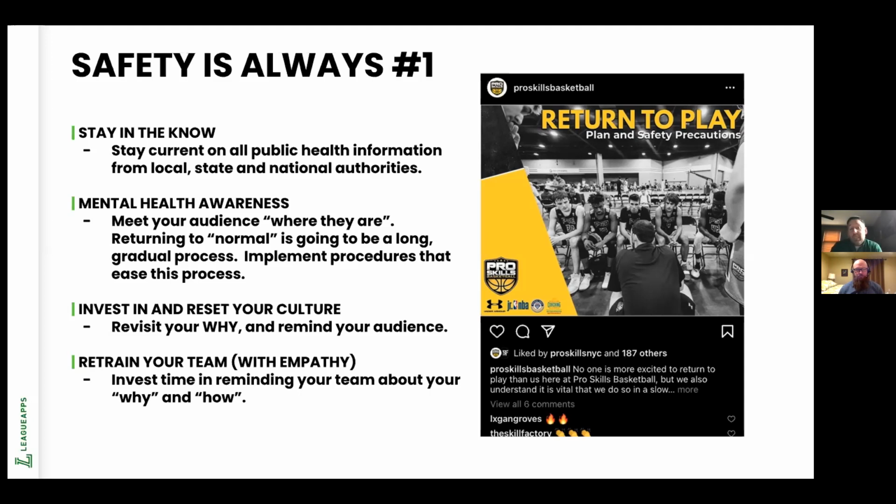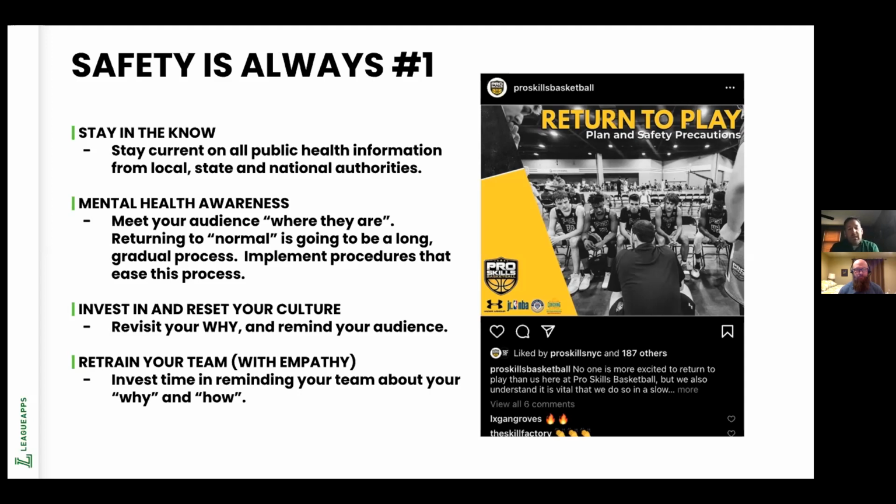We can implement procedures proactively that are going to help ease this process as part of the way we offer our programs and structure our programs. So I think there needs to be some mental health awareness too, and the fact that we need to meet our members, our participants, where they are mentally.